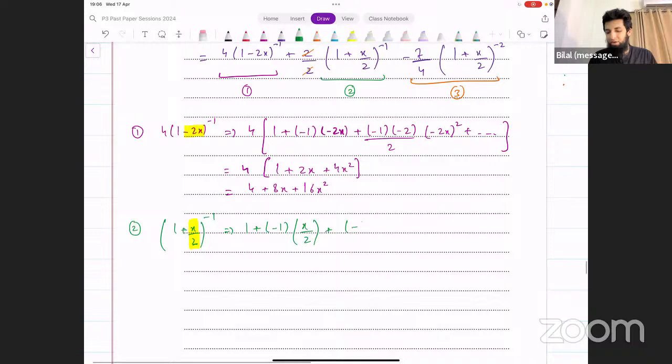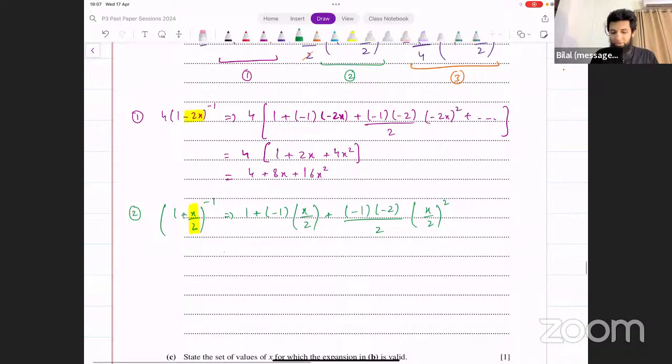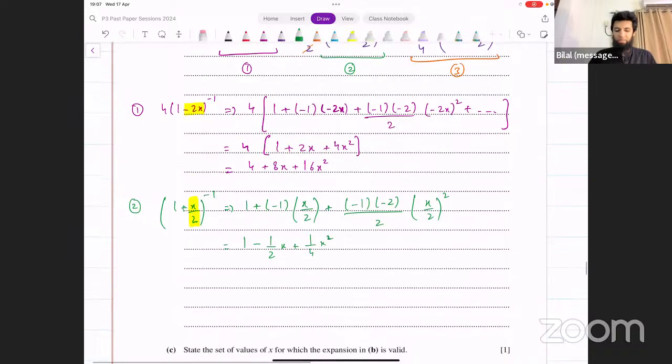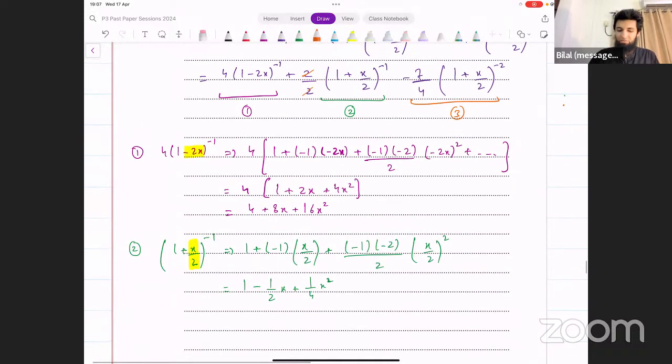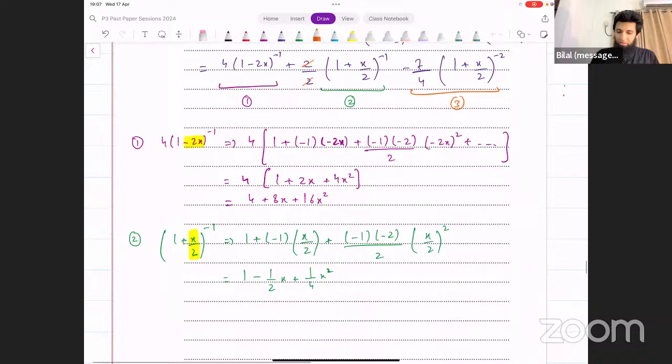Plus n into n minus 1, that's minus 1 into minus 2 divided by 2 factorial, into x squared, that means (x over 2) whole squared. And that's it. We only need to expand it up to x squared. We stop at this point, simplify this, and this gives us 1 minus 1 over 2 times x plus 1 over 4 times x squared. That's the second expansion.